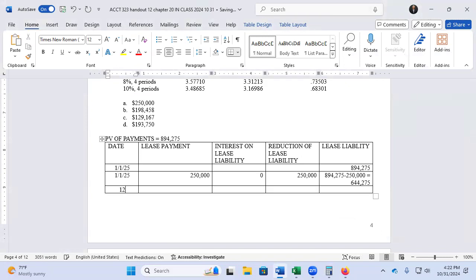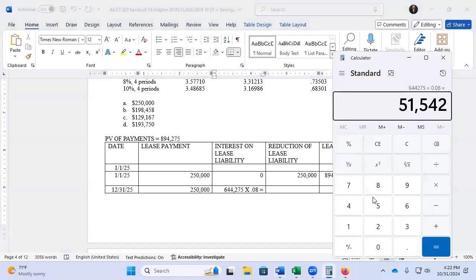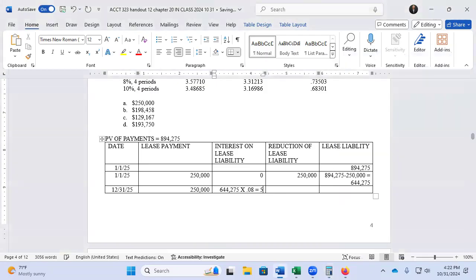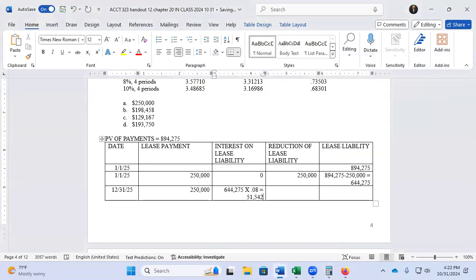And now we get to the 12/31/25, and we still have the $250,000 payment. Now we take the 644,275 and multiply by 0.08. And we end up with 51,542. And so the reduction in lease liability is 250,000 minus 51,542, and that equals 198,458.